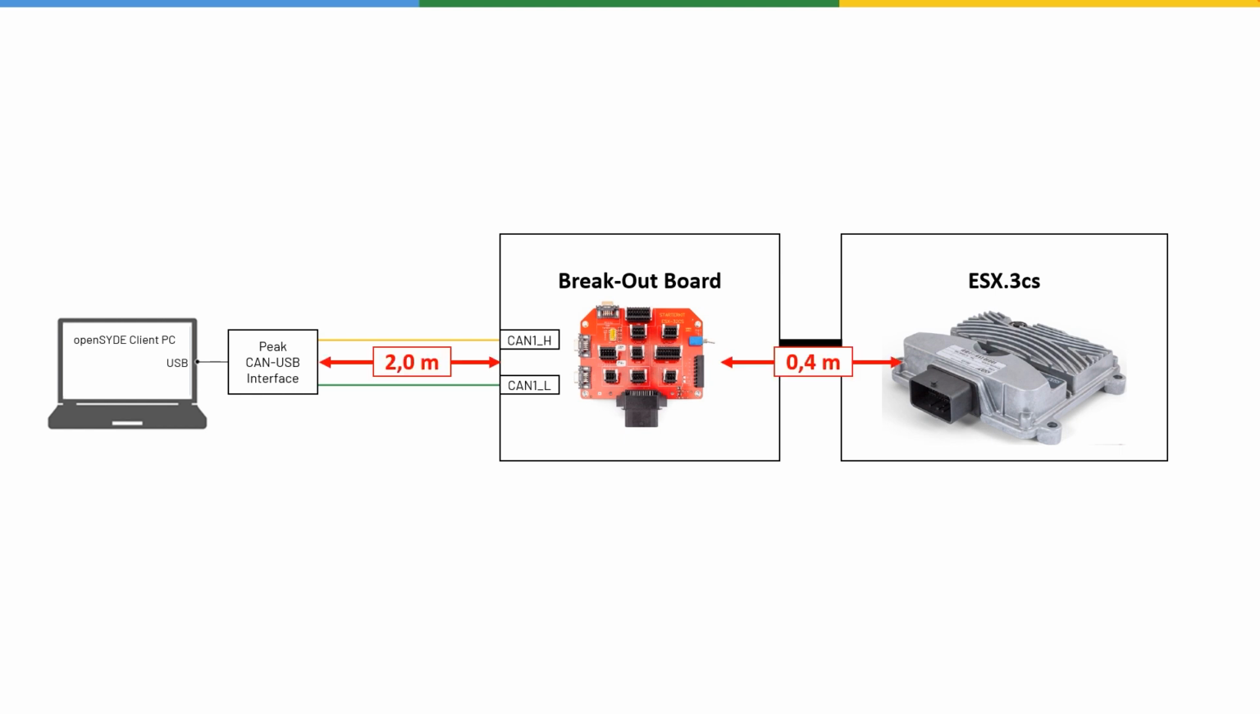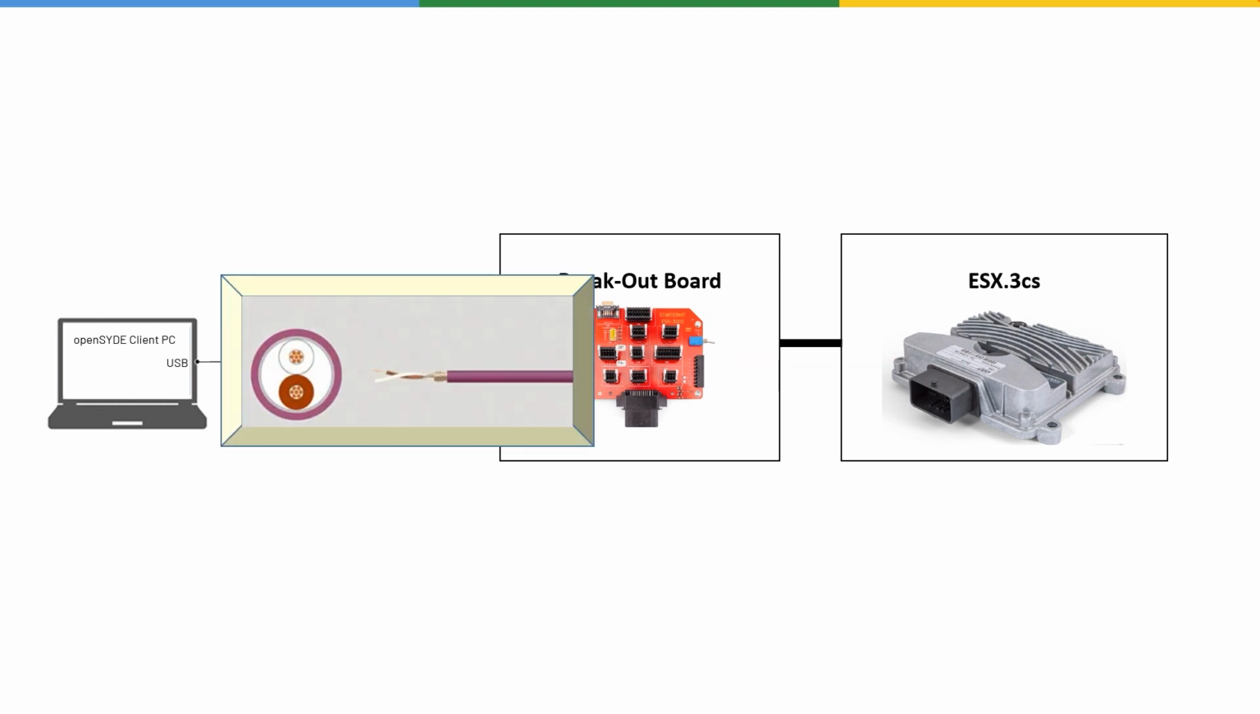In our case of a test setup in the lab, e.g., with the starter kit of the ESX3CS, the line lengths are of course far below the critical values. The CAN cable should be twisted and, in the best case, shielded to minimize interference. This is the case with the cables from the starter kit.